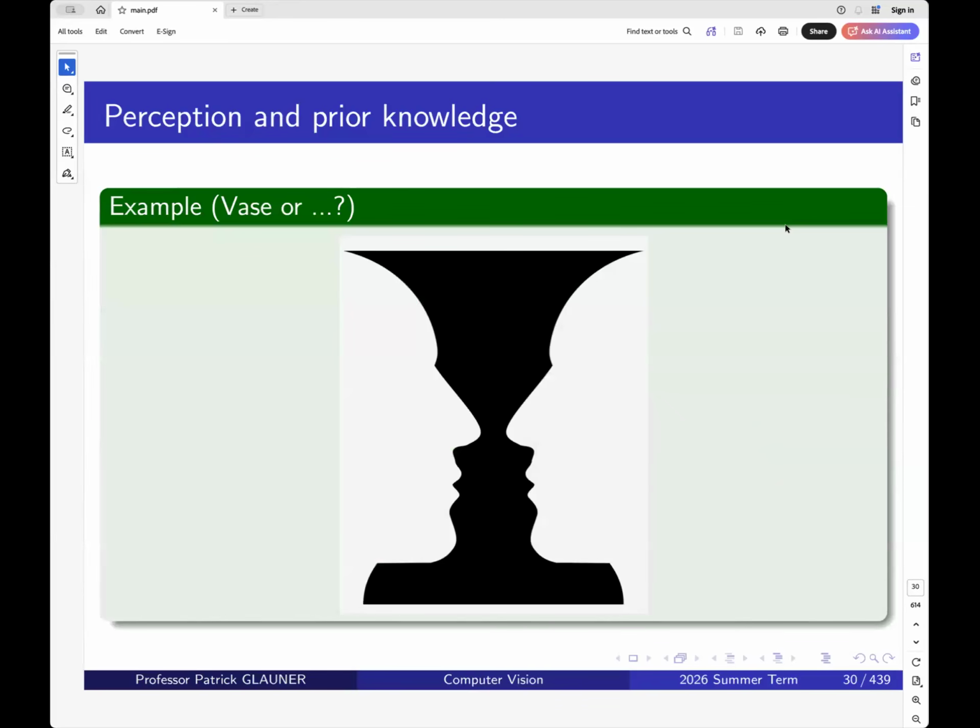Now, vision is very vague. What do you see here? I see a vase. What else could you see here? If you see something different, tell us.